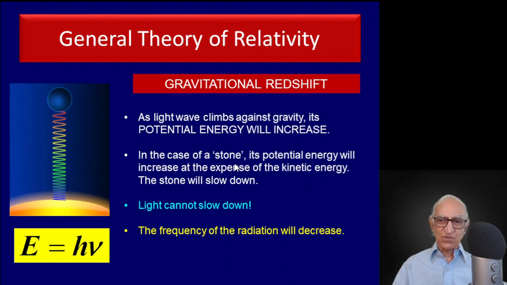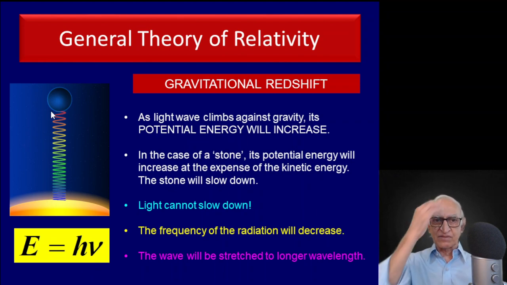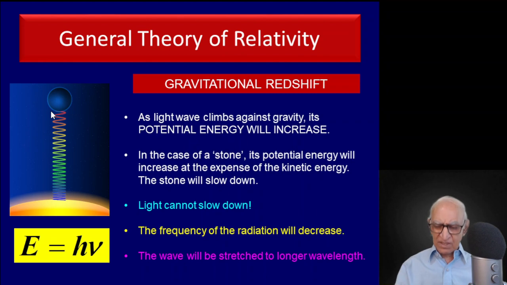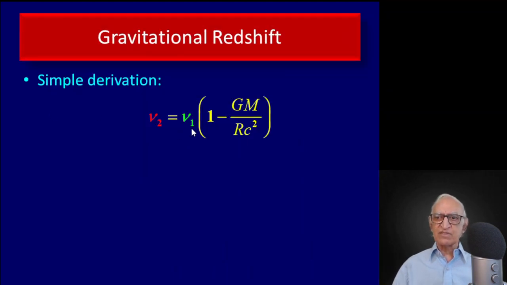Therefore, what it can do is its frequency can decrease, because you want the energy to decrease. According to Einstein's relation E equal to h nu, if the energy decreases, the frequency will decrease. Therefore, the wave will be stretched to longer wavelength. This extremely simple consideration will tell you that if nu 1 is the frequency of light emitted from the surface of a star of mass m and radius r, then nu 2, the frequency detected by an observer outside, will be nu 2 equal to nu 1 times (1 minus GM by r c squared). It's a very simple derivation. It shouldn't take you more than 60 seconds to do this, and I urge you to do this.